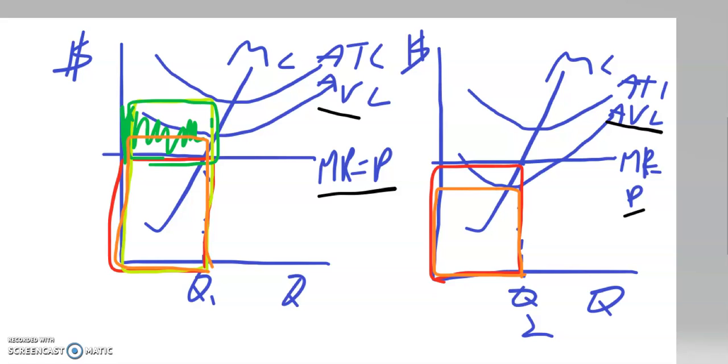And if you notice, this firm's fixed cost would be this purple rectangle right here. Notice that red rectangle overlaps that purple rectangle a little bit, right? So this firm is able to pay for some of their fixed costs as well. So the firm on the right would stay open because they can pay all their variable and a little bit of their fixed. The firm on the left would shut down because they can't pay their variable.